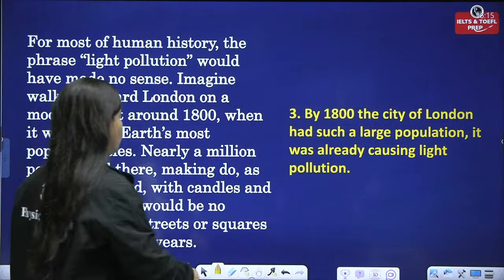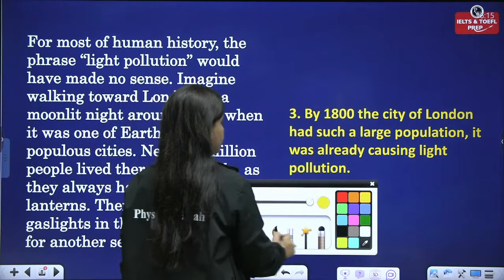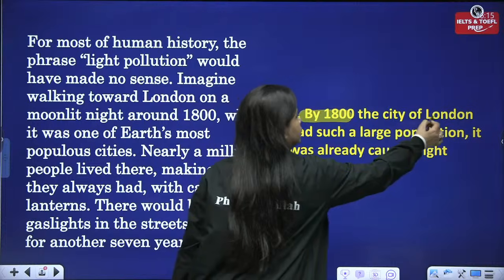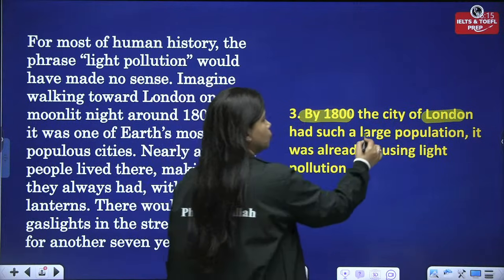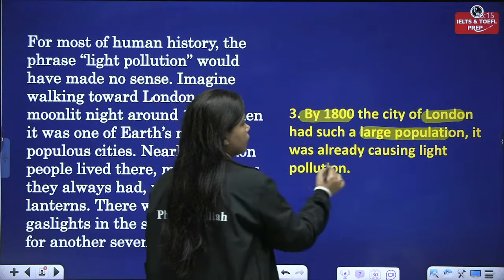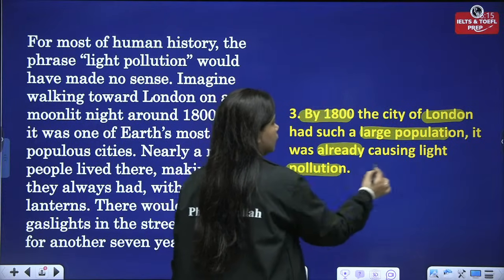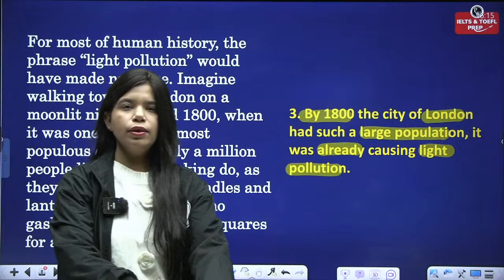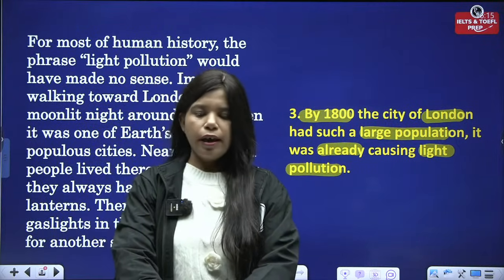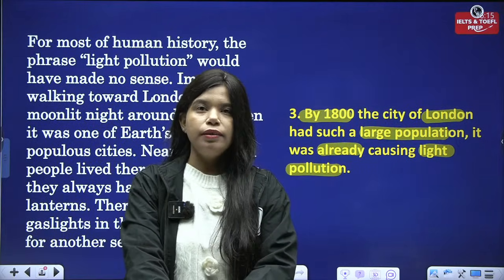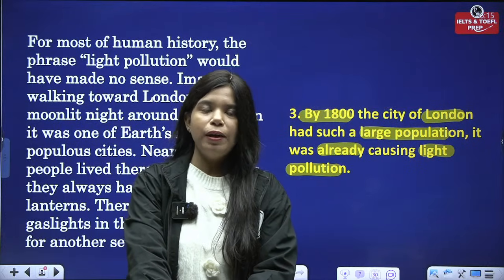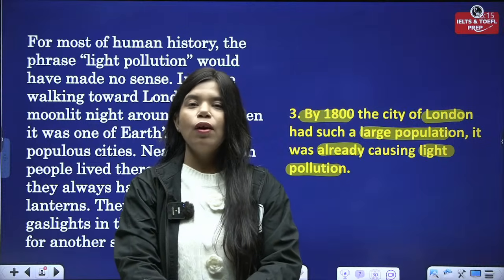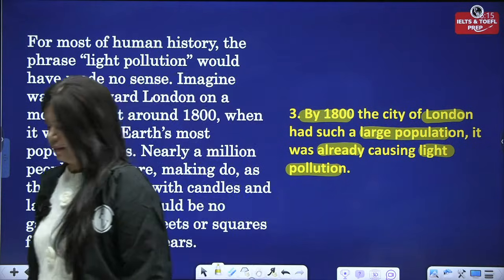And here you go. Now, this question says, by 1800, the city of London had such a large population, it was already causing light pollution. Dekho. Now see and post your answers in the next 2 minutes. The rest of you who are not posting the answers, guys, गलतियां करके ही समझ में आएगा. So let me see your answers. Don't fear mistakes. Off you go. 2 minutes.